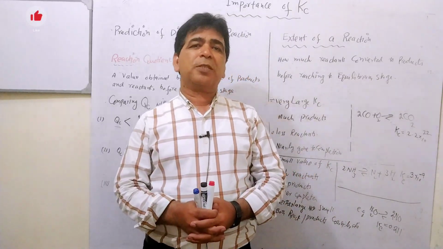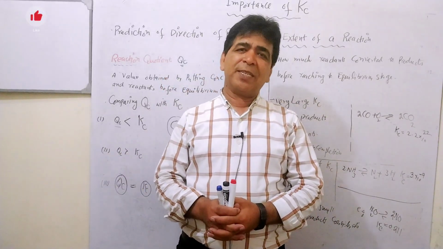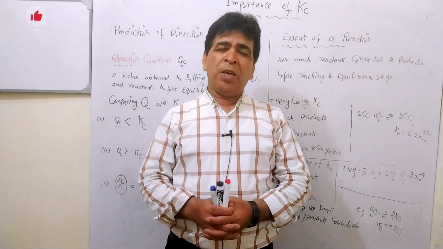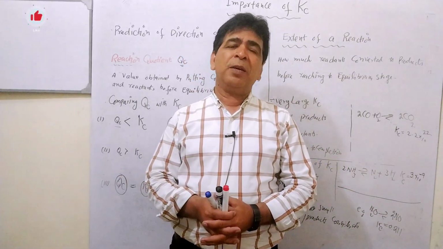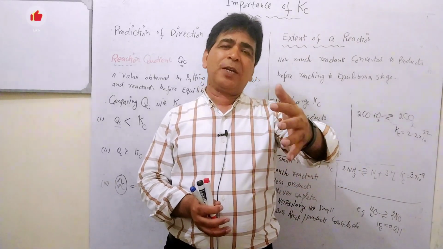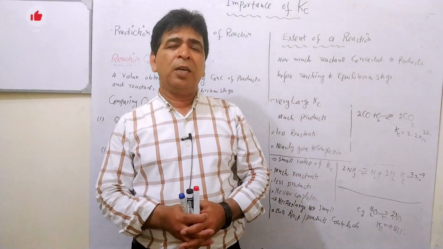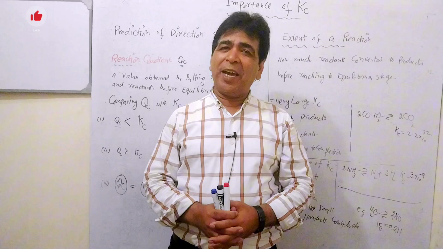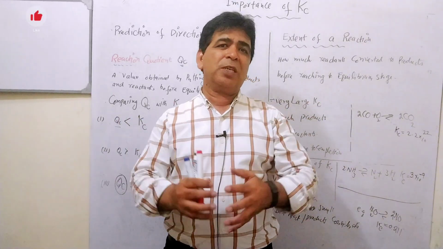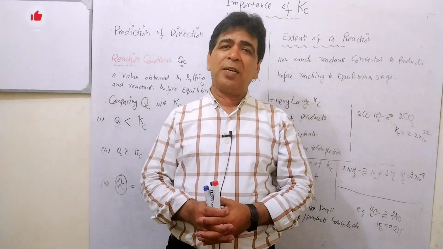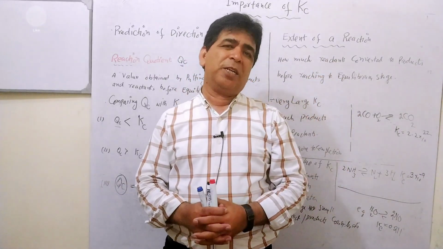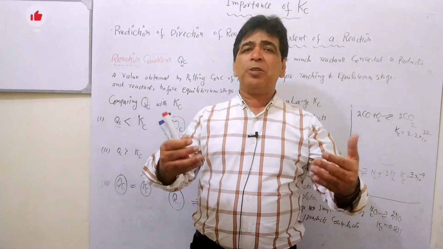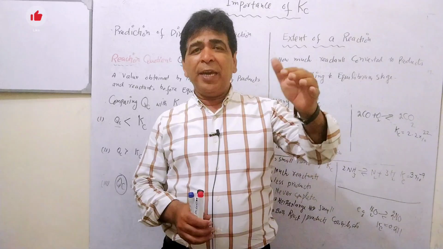Today we are going to discuss the importance of Kc, the equilibrium constant. We have discussed in a previous lecture that it is a ratio between the molar concentration of products and the molar concentration of reactants, and this ratio is known as a constant that is called the equilibrium constant, which is usually represented by Kc. Today we are going to discuss the importance of Kc in a chemical reaction.